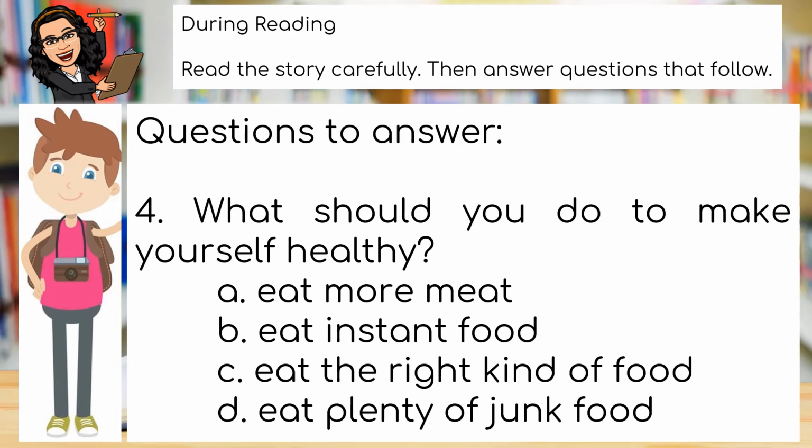Number 4. What should you do to make yourself healthy? A. Eat more meat. B. Eat instant food. C. Eat the right kind of food. D. Eat plenty of junk food. What do you think is the correct answer? The correct answer is letter C. Eat the right kind of food.